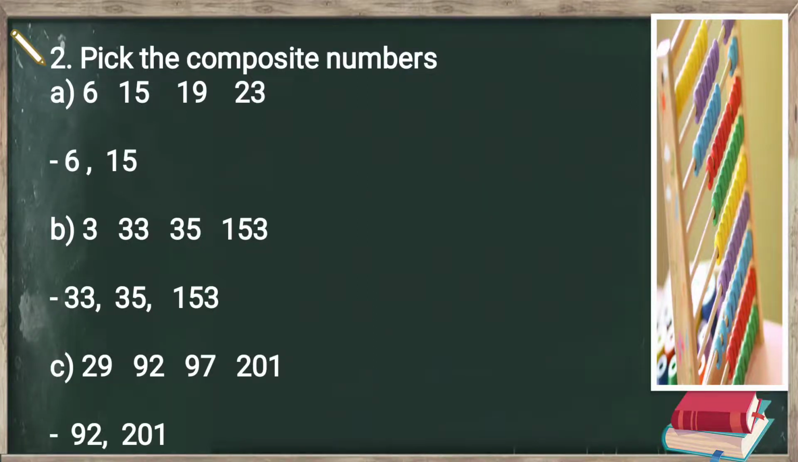C part, we have 29, 92, 97, 201. So 92 and 201 are the composite numbers, because they are divisible by other numbers. Once again we will discuss the answers. In A part, 6 and 15 are composite numbers. B part, 33, 35 and 153. C part, 92 and 201 are the composite numbers. So let's move on to our third question.